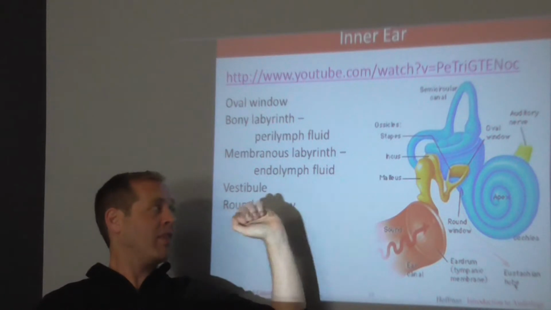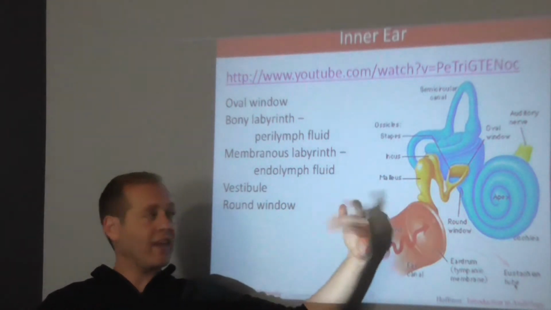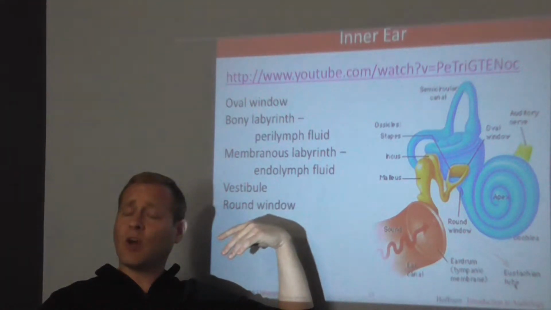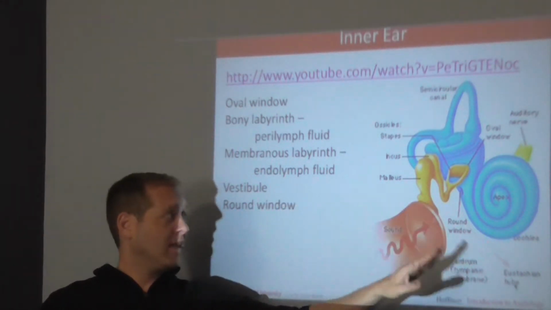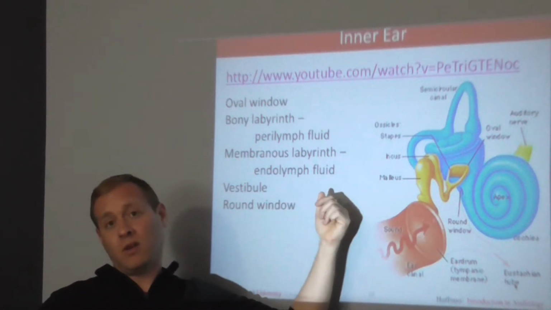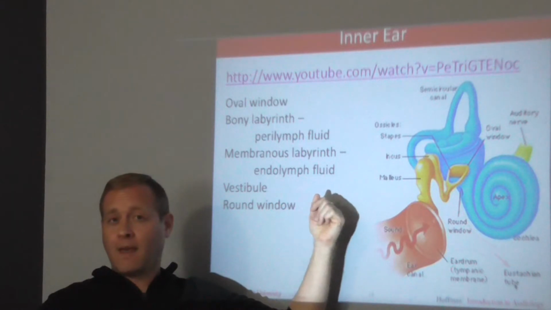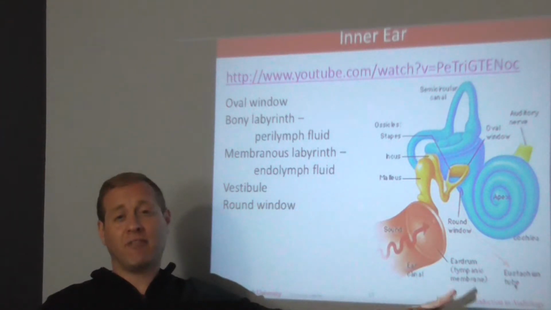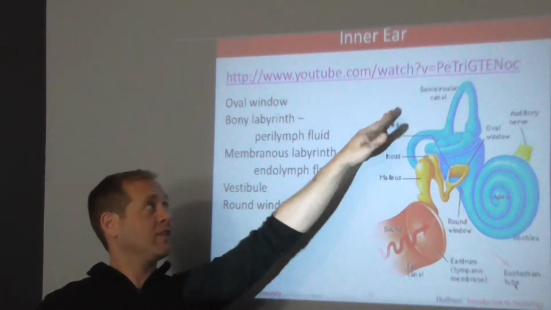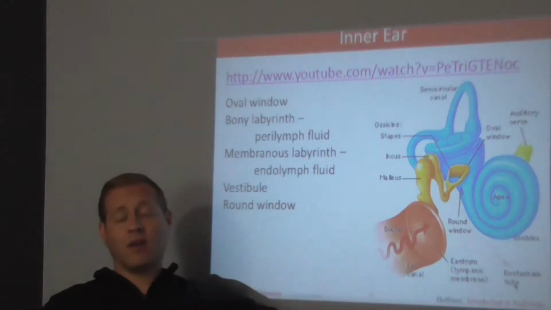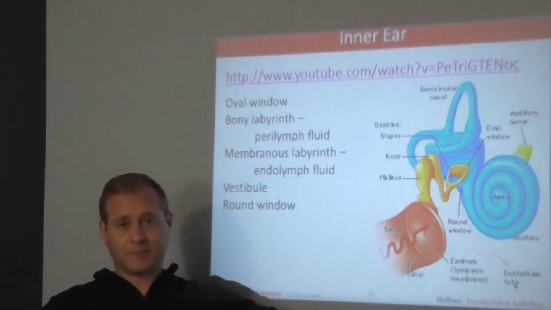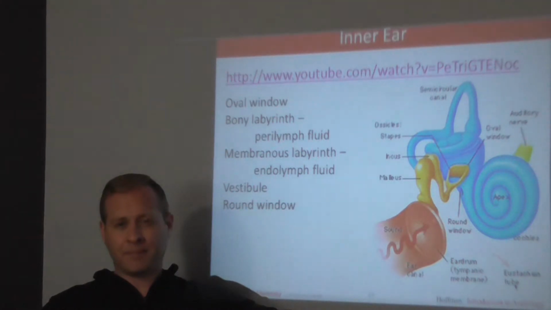Okay, so inner ear. We're going to start with the oval window. The oval window is on the other side of the stapes. The oval window is an opening into the bony labyrinth. The entire inner ear is encased in bone. In that bone is fluid. That fluid is called perilymph fluid. So the fluid in the bony labyrinth, both the vestibular side and the auditory side, is called perilymph fluid.